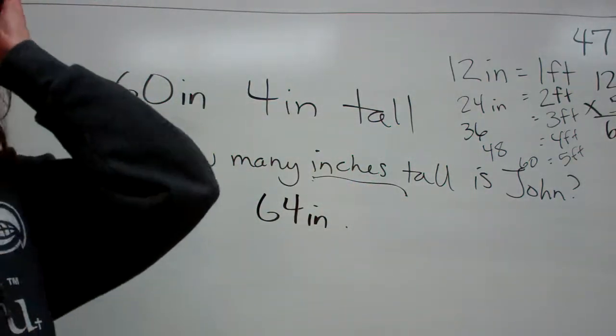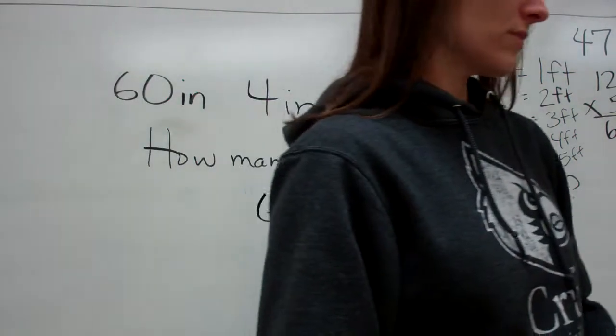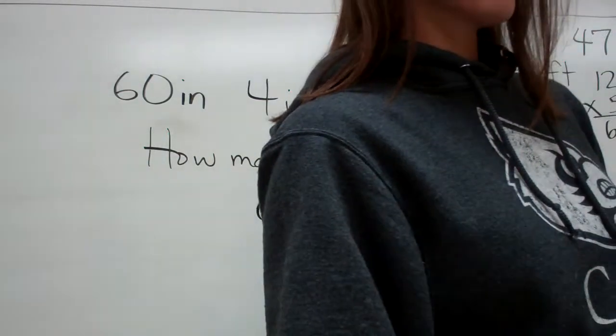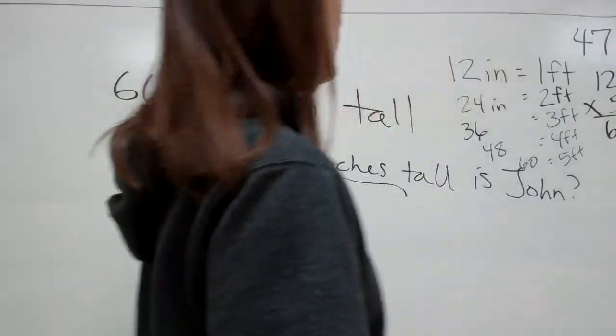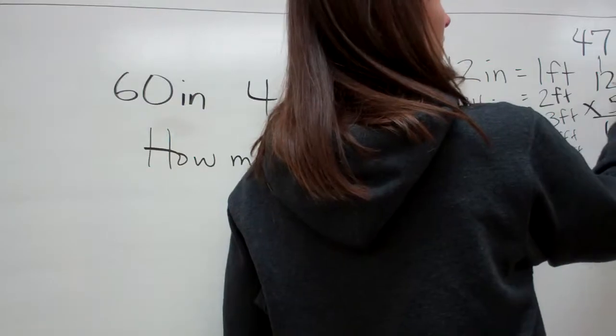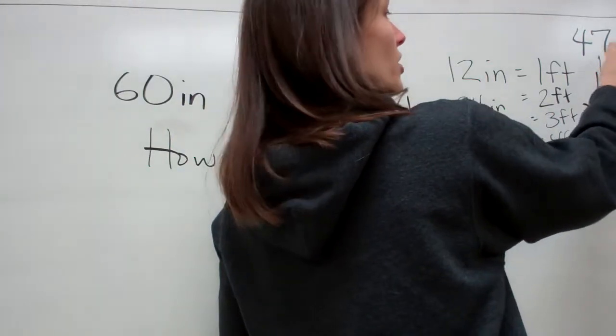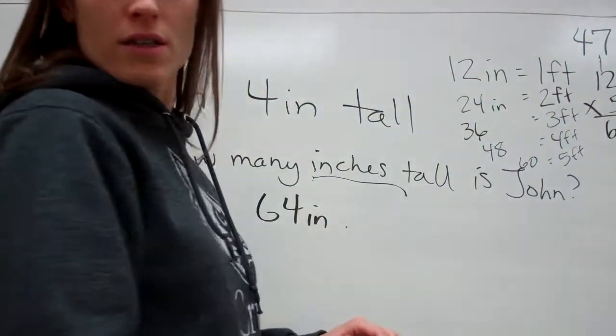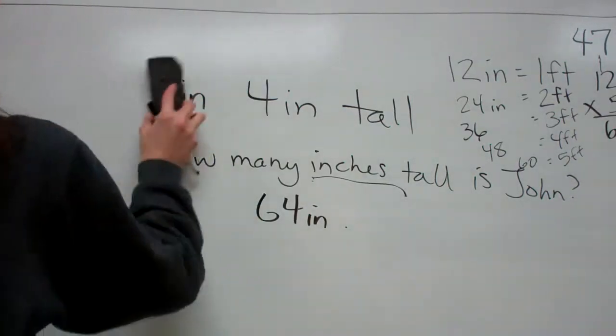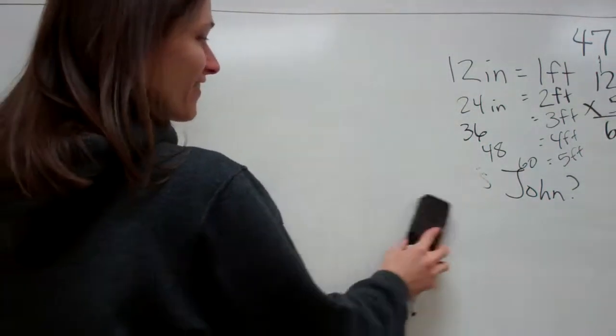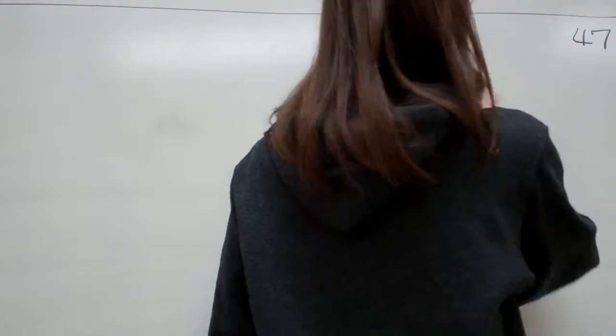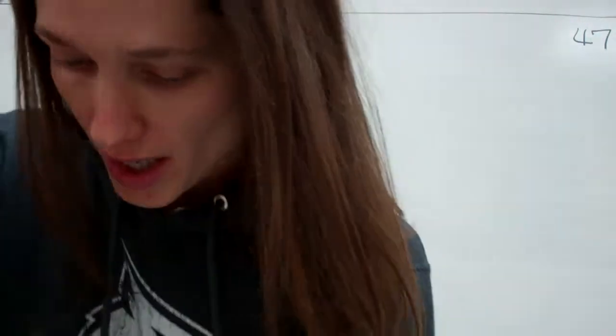Got it? When I multiply, I did 2 times 5, which equals 10, and I brought up the 1. Then 5 times 1 is 5, plus 1 is 6. Do you understand what you're doing though? Okay. Let's do another one.